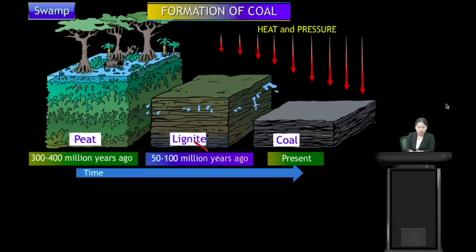First, 3,000 to 4,000 million years ago, we have peat. The peat is then changed to lignite. Then lignite is changed to coal. So this is how coal is formed. Coal is formed from trees, plants that got buried under the soil millions of years ago.